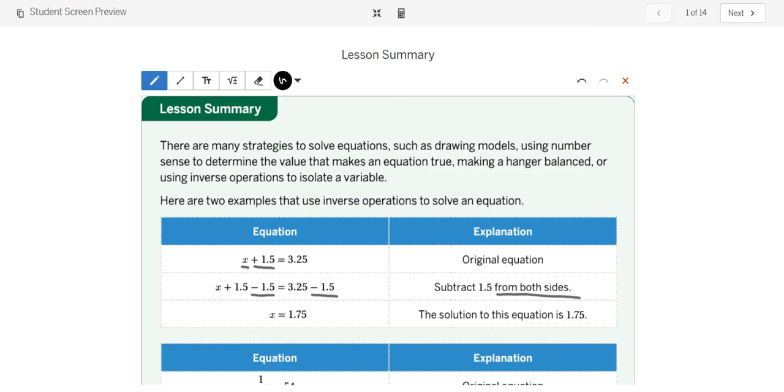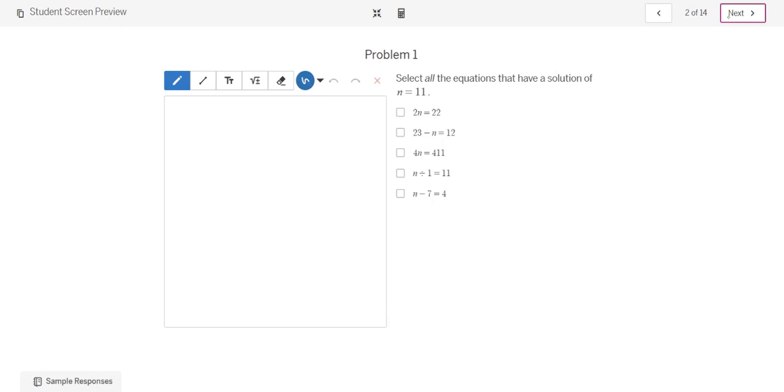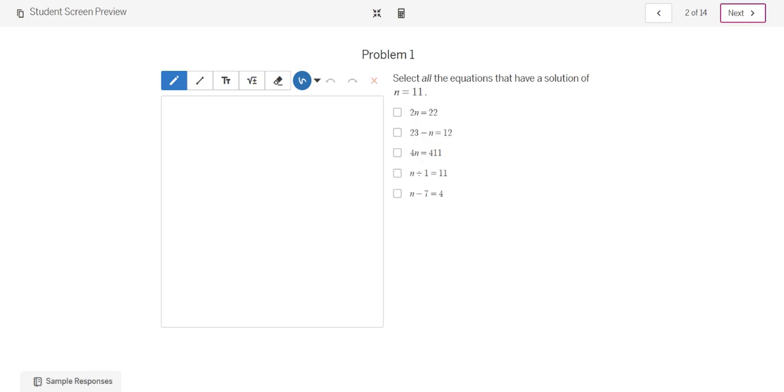Then once you have the solution, you should plug the solution back in. It's called substitution. So you substitute back in and then double check your work. So 1.75 plus 1.5 does equal 3.25. Check. We have checked our work. That way you always know if you got it right or wrong.